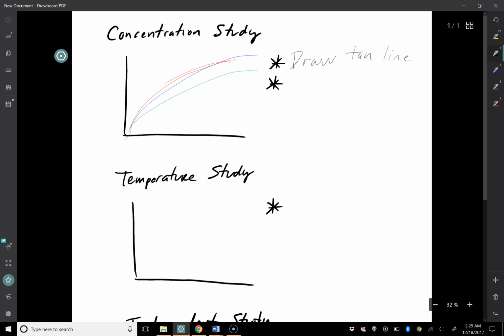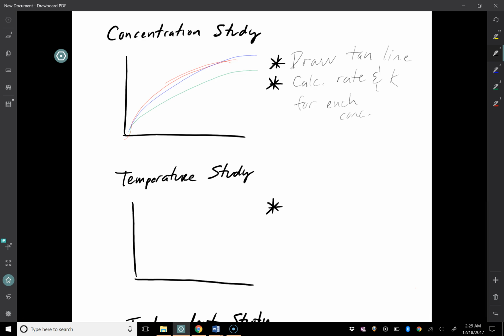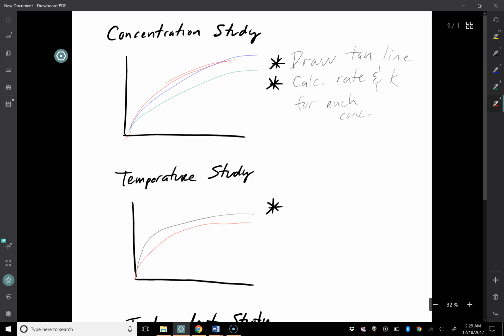And I'd like you to calculate rate and K for each concentration. If you make your graphs a reasonable size, you can probably do your calculation just directly next to them. For the temperature study, you should have 2 different graphs plotted. They should all take on this shape ideally. For this one, just draw the tangent line.